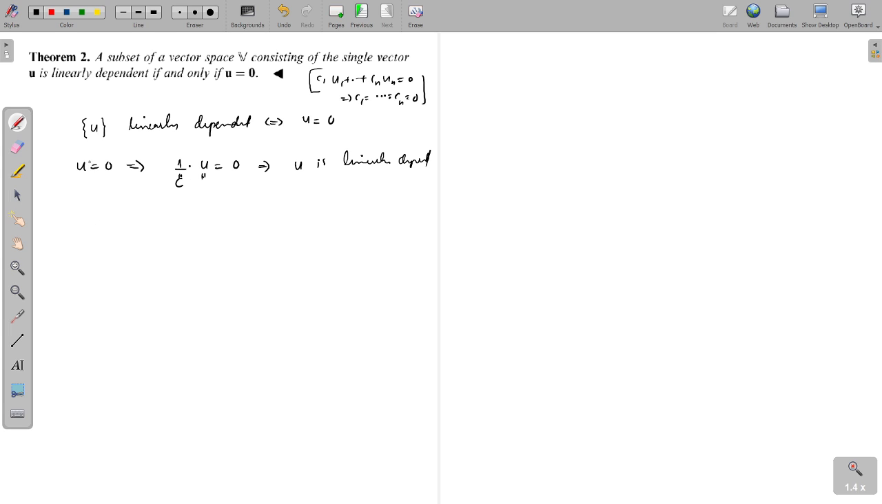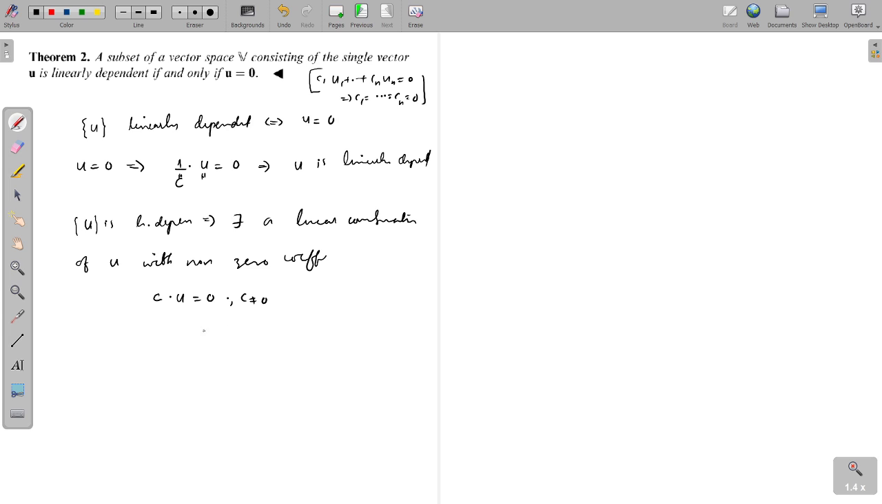Now you assume the set u is linearly dependent. By definition, there exists a linear combination of u with non-zero coefficients. That means there exists a non-zero c such that c times u equals 0, c not equal to 0. This implies u equals 0.